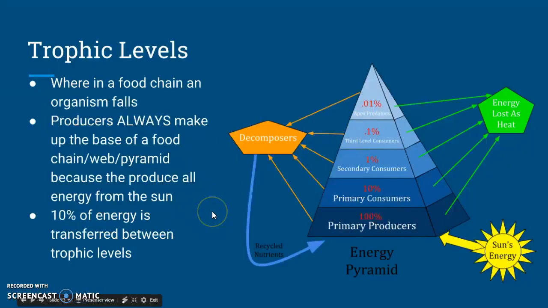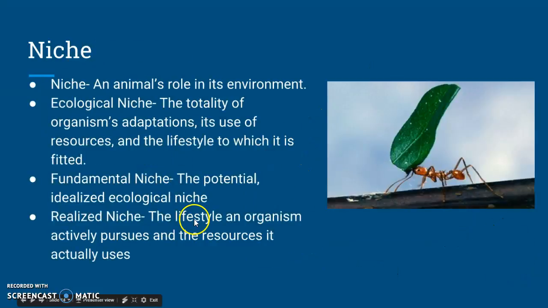So a primary producer makes all the energy, then the primary consumer eats the primary producer. The secondary consumer eats the primary consumer. The third level or tertiary level consumer eats the secondary consumer, and then the apex predator eats the third level consumer. So we have a few things that animals and organisms do in their environment.